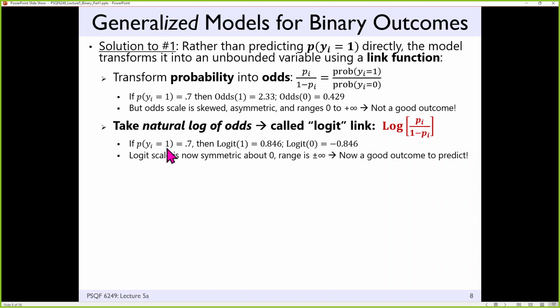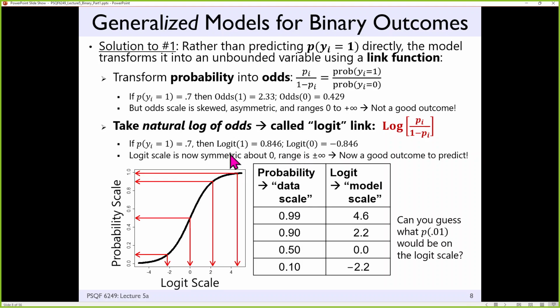So for instance, if my probability of a 1 is 0.7, the logit, the log odds as it's called, is 0.846. If I want the logit that corresponds to a probability of 0.3 instead, that logit is negative 0.846. They're symmetric. So here's a mapping, for example, of how we would go from probability to logits.